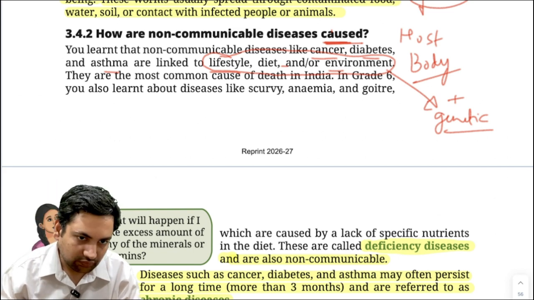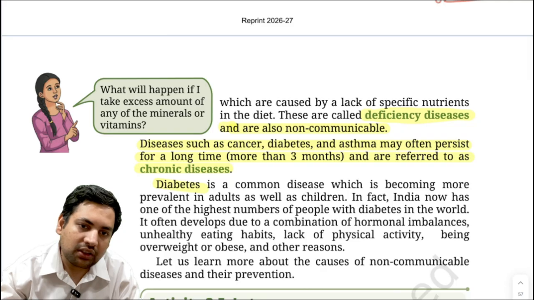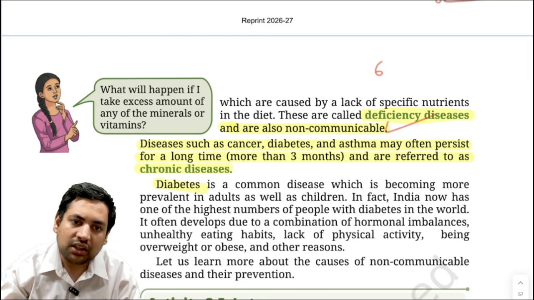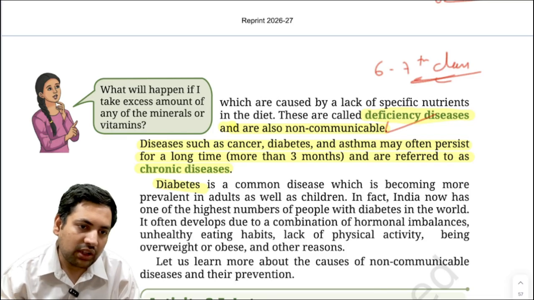Then, those caused by lack of specific nutrients are called deficiency diseases. This we have done in 6th or 7th class. Different kinds of deficiency diseases. If you remember, vitamin A deficiency causes night blindness. All those.